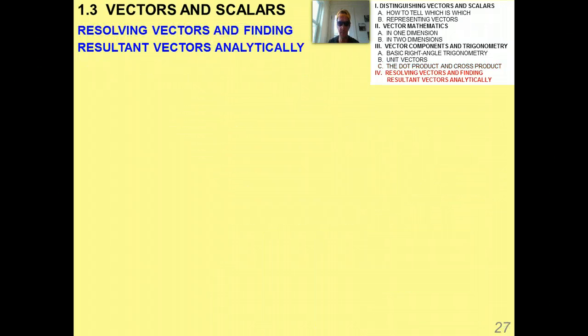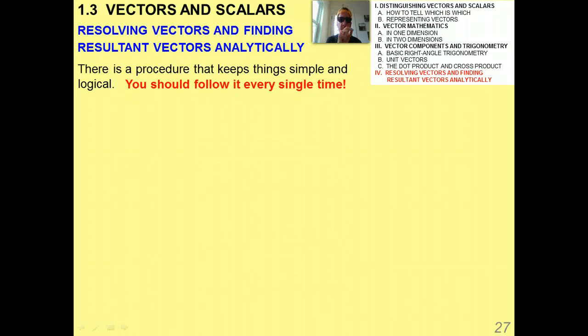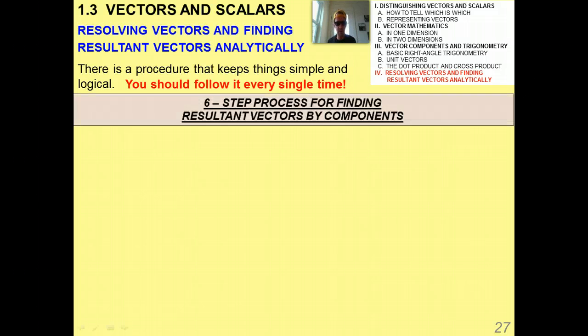Now, in this last section of this video, I'm going to do some examples for you and show you a 6-step process for resolving vectors and finding resultant vectors analytically. It's a procedure that keeps things simple and logical. You should follow it every single time. The reality is that when you get good working with vectors, you might not follow it exactly. You're not required to follow it on the IB exam, but it's a great way of keeping track of things. So I'll show it to you.